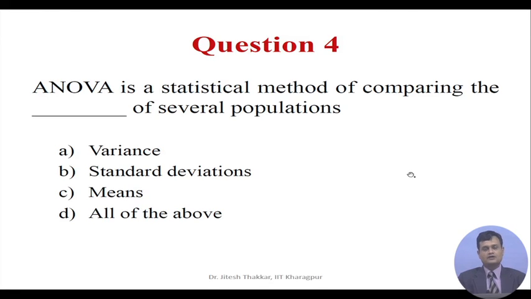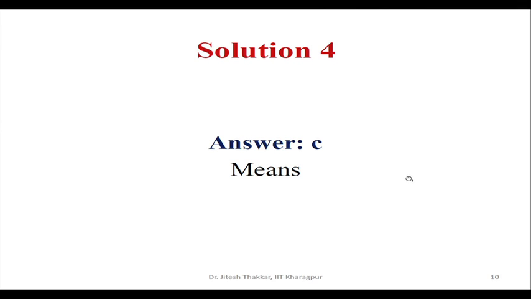Question 4. ANOVA is a statistical method of comparing the fill in the blank of several populations: A. variance, B. standard deviation, C. means, D. all of the above. The correct answer is C. means.